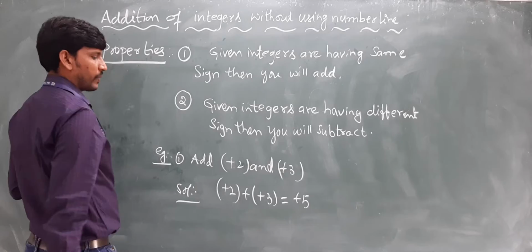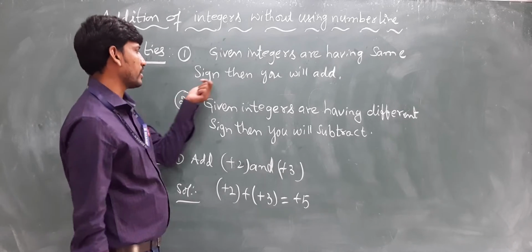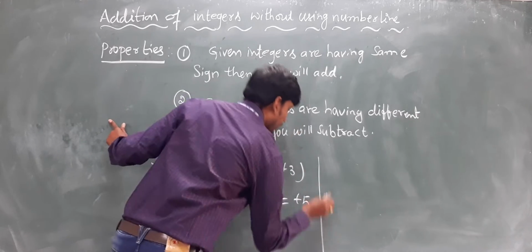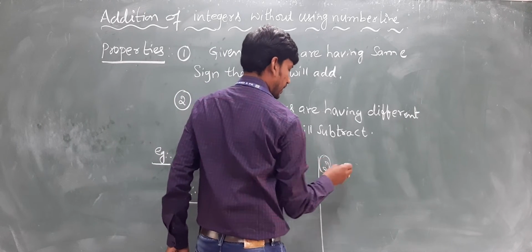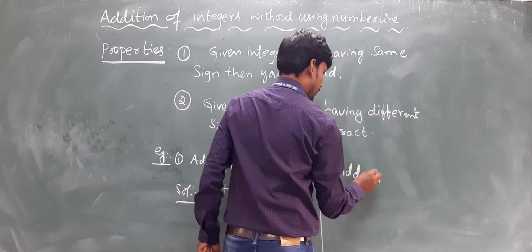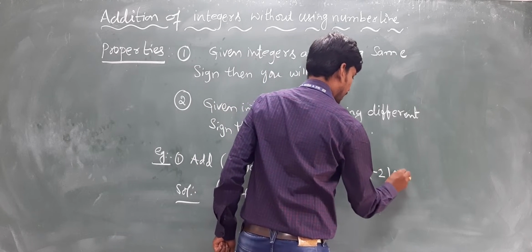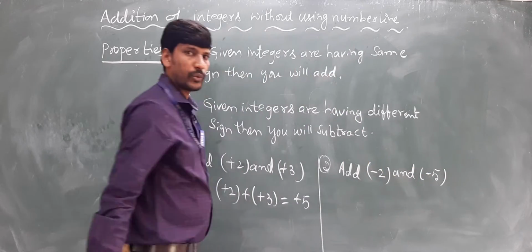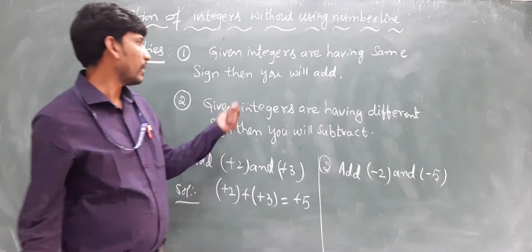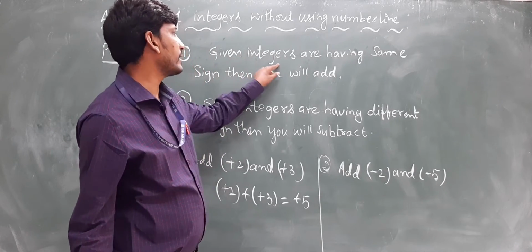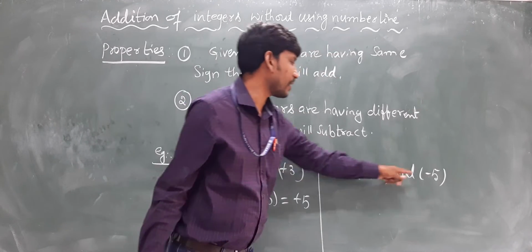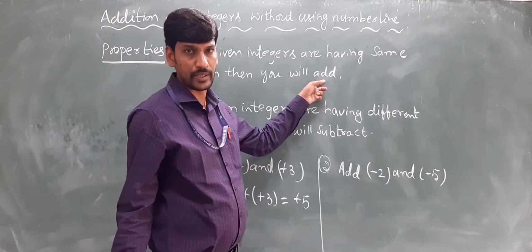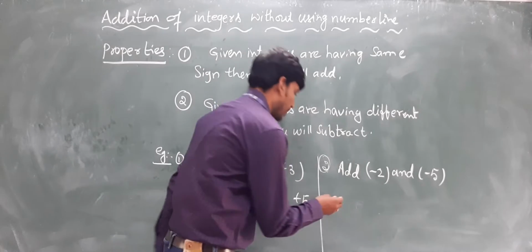In the same way, second example, same sign means both are negative. Add minus 2 and minus 5. See, both are having the same sign, both are negative integers. According to the first point, given integers having the same sign, then you should add compulsory. So now the solution.